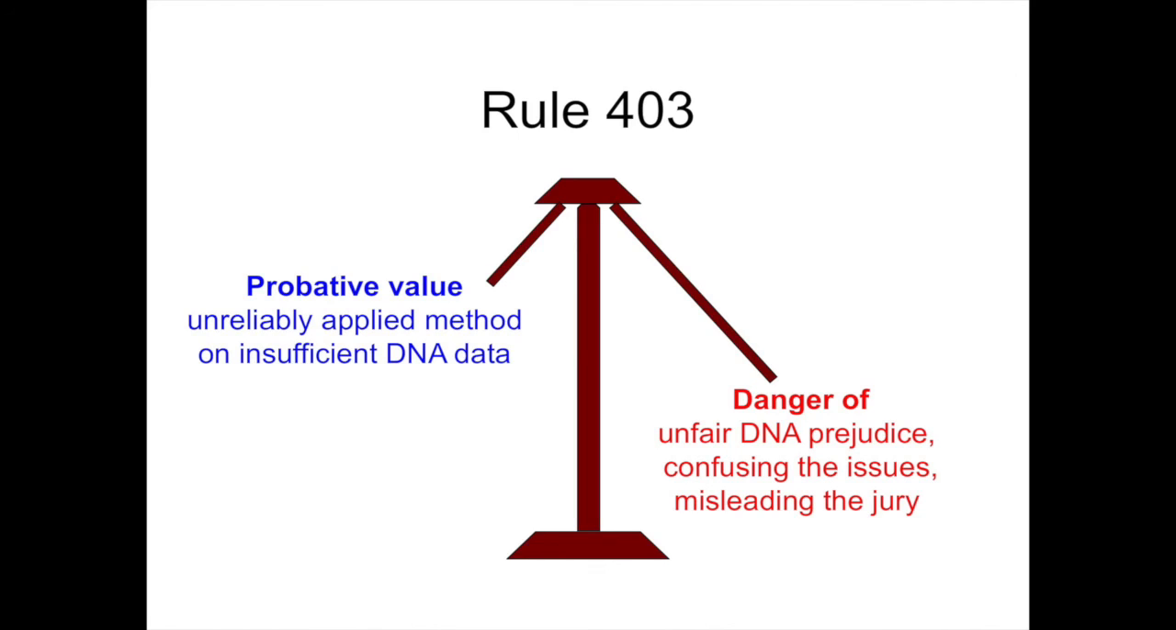Relevance Rule 403 is a related admissibility consideration. An interpretation method may be reliable on sufficient data, but unreliably applied to insufficient DNA data. A judge can balance the probative value of an unreliably applied method against the danger of unfair DNA prejudice that can mislead a jury. The software's legal relevance was not directly addressed in this case.